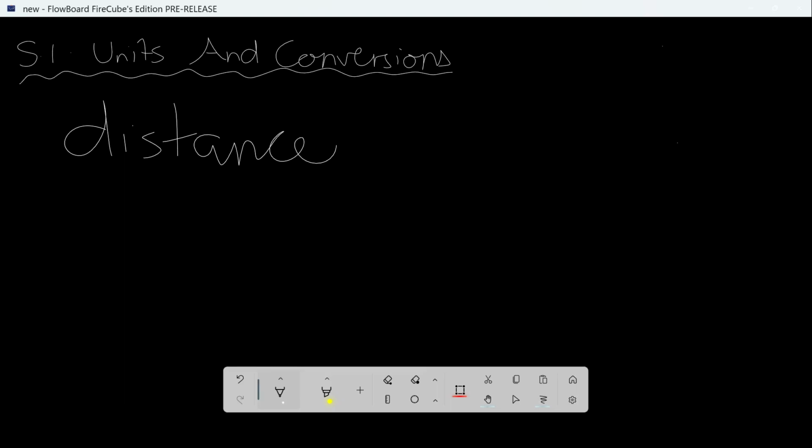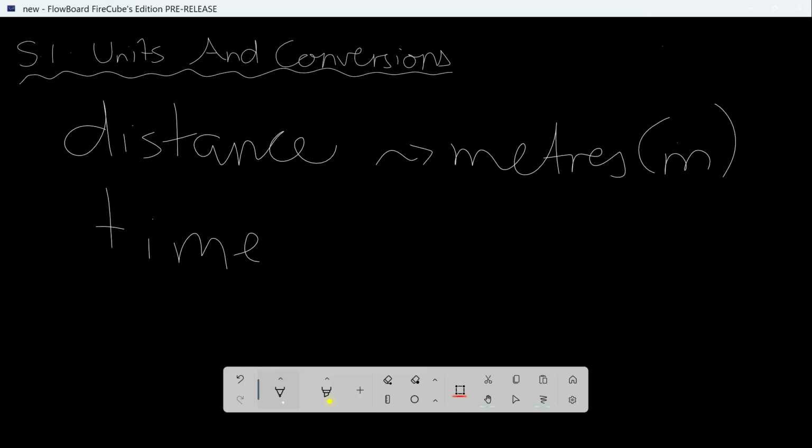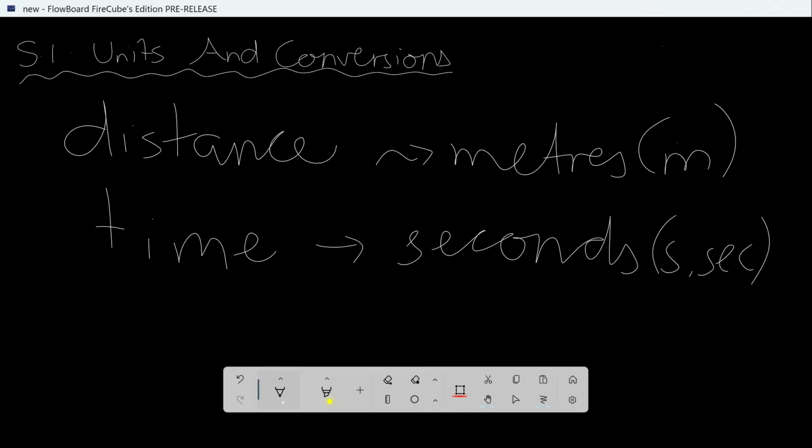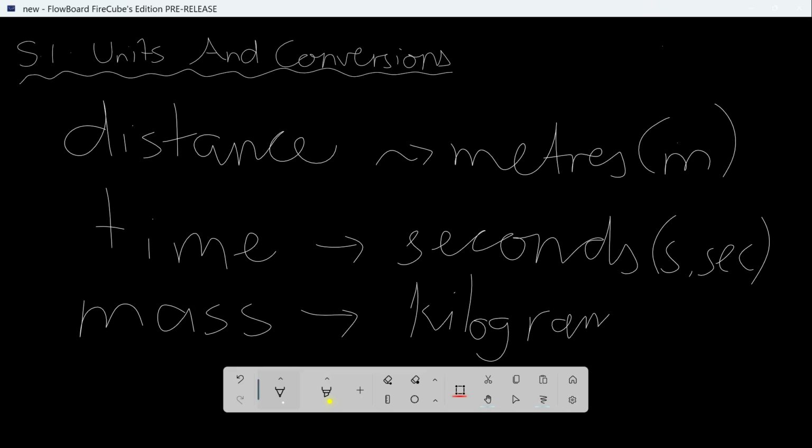Measuring distances or displacements, the unit we use for this is meters, often abbreviated as m. Then there's time. We're not going to use hours, we're not going to use minutes, but we're going to use seconds. So that's often s, sometimes sec, but in general for mechanics we'll just use s. And then finally, we have not talked about this, but we'll also have mass, which will be in kilograms. And these are the units we'll be using for all our problems.